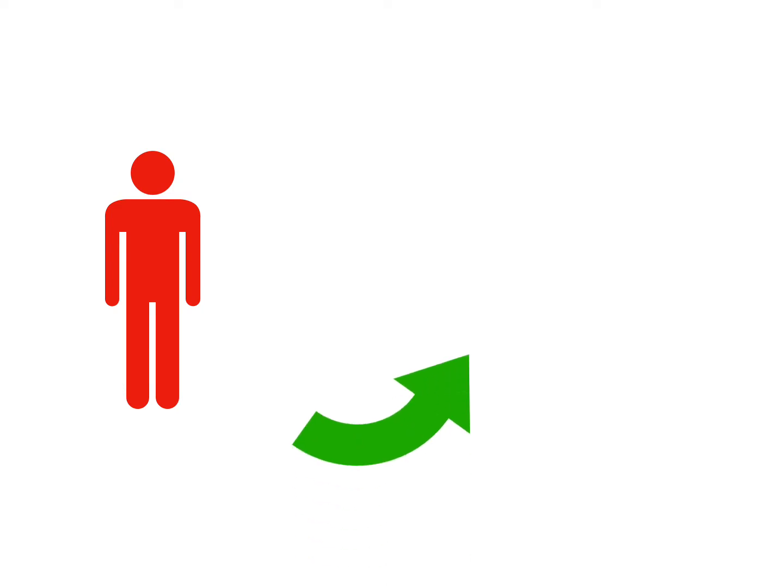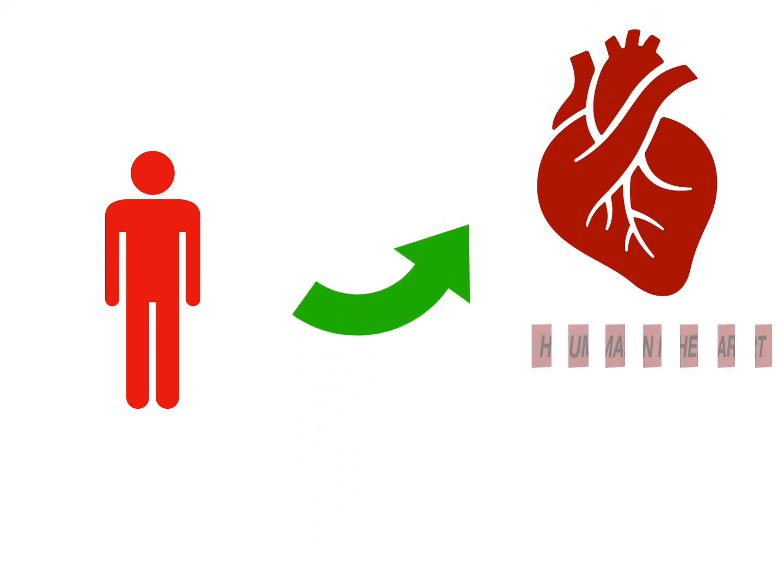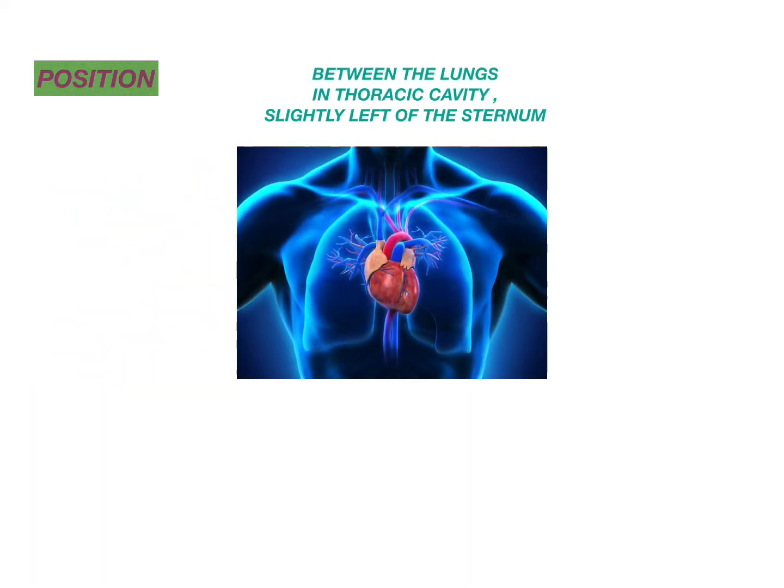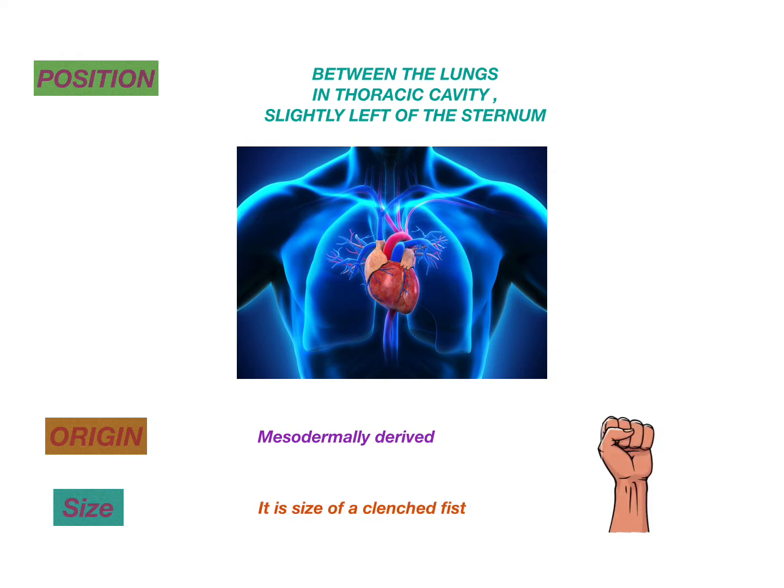Today we are going to discuss one of the most important organs of the entire human body that pumps blood, the heart. Position of the heart. It is present between the lungs in the thoracic cavity, slightly left to the sternum. Sternum is the breastbone. The origin of the heart is from mesoderm. The size of the heart is about the size of a clenched fist.